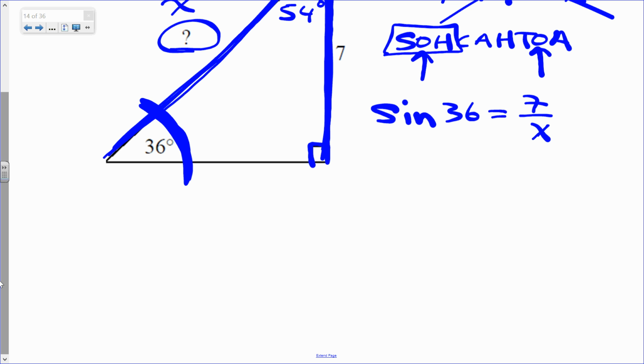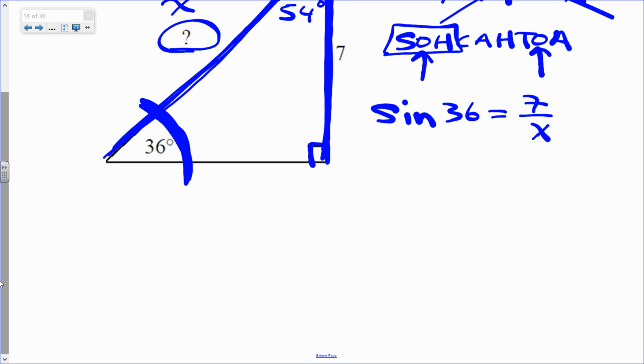Now, why don't you guys just hit sine of 36 on your calculator? What do you get? Some decimal, right? 0.5877, and it keeps going. So we already know that sine of 36 is some decimal. It's some ratio that never changes, some eternal ratio.